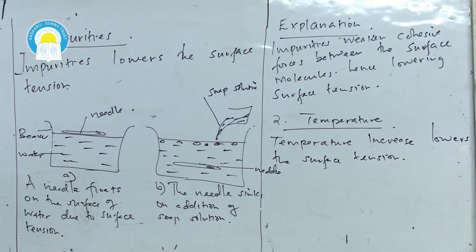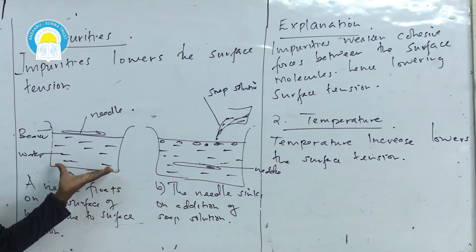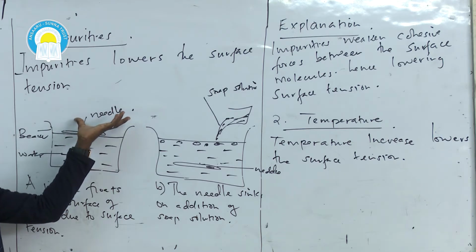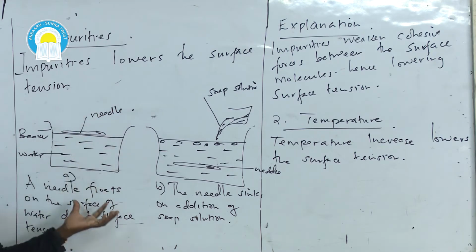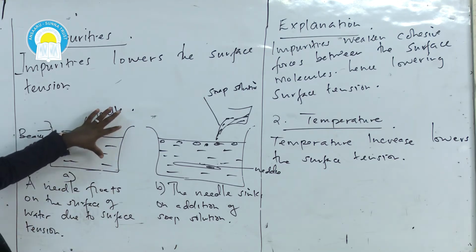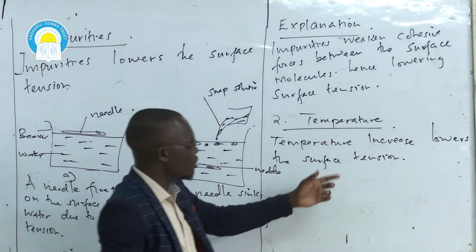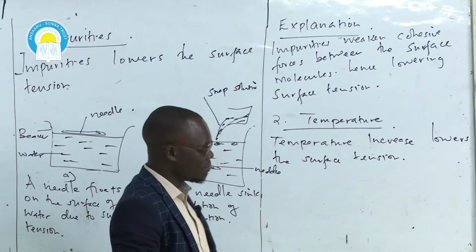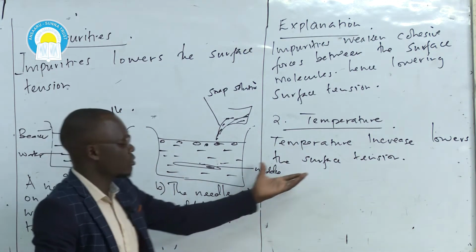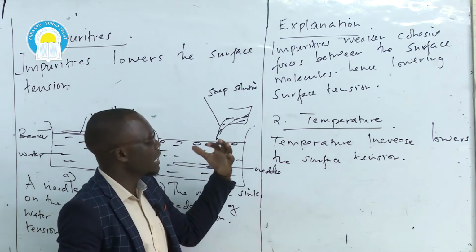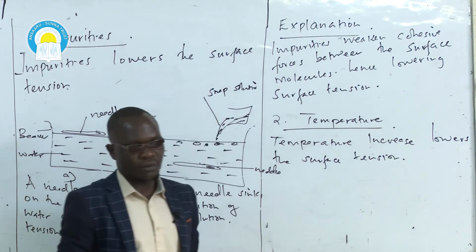When a liquid is heated, the surface tension is going to be weakened. That means, in this case, our beaker containing the water, when the needle is on the surface, the needle is floating. If I start heating the water in the beaker, then the surface tension is going to be weakened or lowered, and for that matter, our needle is going to sink. So temperature increase lowers the surface tension. And you must also be in a position to explain how: explain how increasing temperature lowers the surface tension.